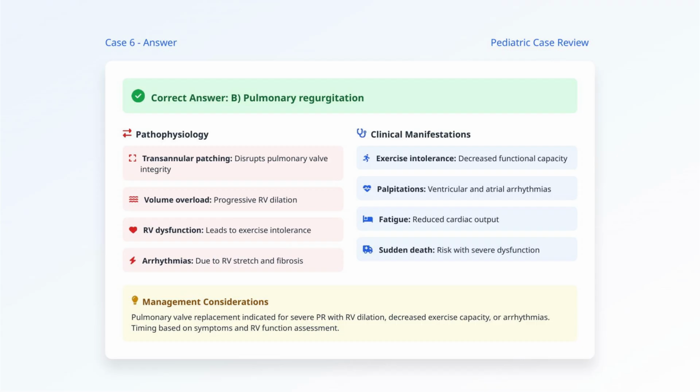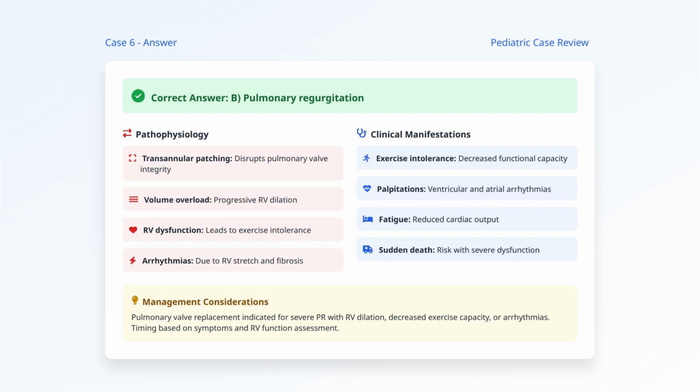Pulmonary regurgitation is the most common long-term complication after Tetralogy of Fallot repair. This occurs primarily in patients who received a transannular patch, which disrupts pulmonary valve integrity. Over time, chronic pulmonary regurgitation leads to right ventricular dilation and dysfunction, resulting in symptoms of decreased exercise tolerance, fatigue, and arrhythmias. While recurrent ventricular septal defect can occur, it is less common.